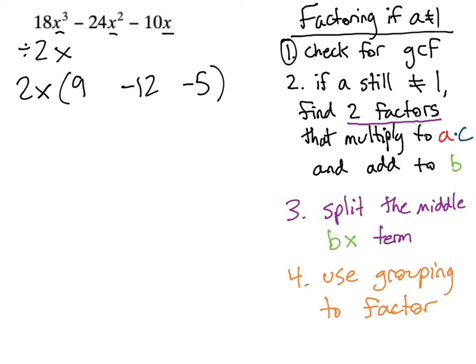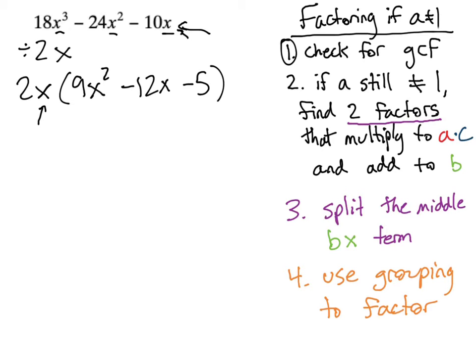And our variables are going to get smaller by 1 power of x. So x to the third will become x squared, since we've divided out one of those copies of x and put it outside the parentheses. x squared becomes x, and the x that is in this last term gets divided out, so we're just left with a coefficient negative 5.